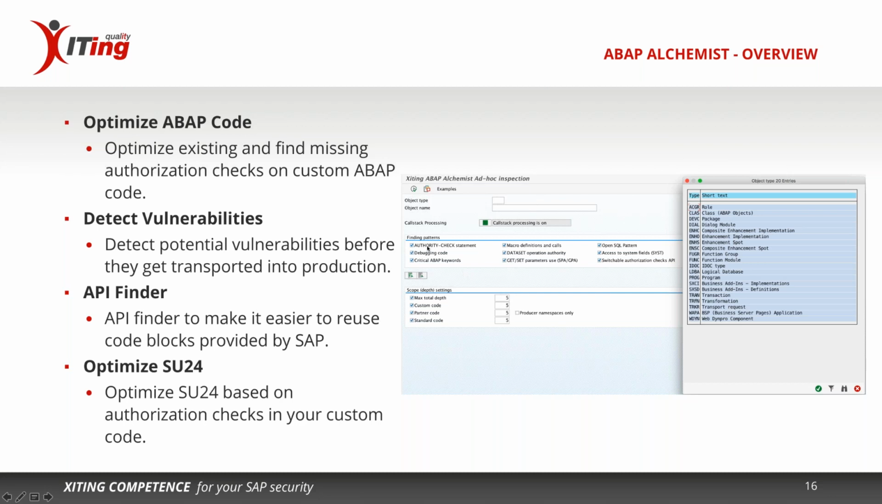So you check the finding patterns, you select the depth, so whenever your program has an include or jumps off to another program, we can follow that call stack up to a certain level that you can define here, and you can put any number in that you want to. Just know the higher the number and the deeper the call stack that we have to follow, the longer the scan takes, obviously. And we use the ABAP Alchemist very often as part of a role redesign to optimize SU24.